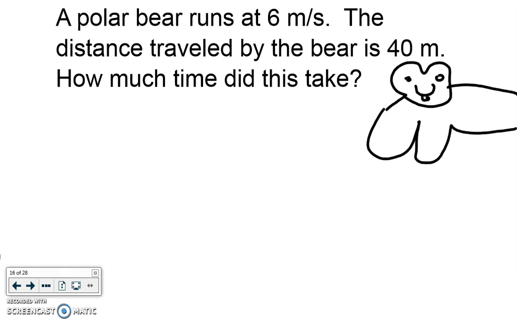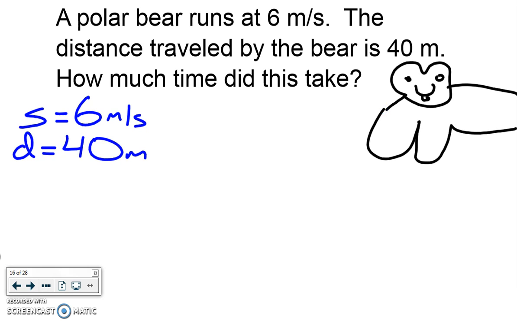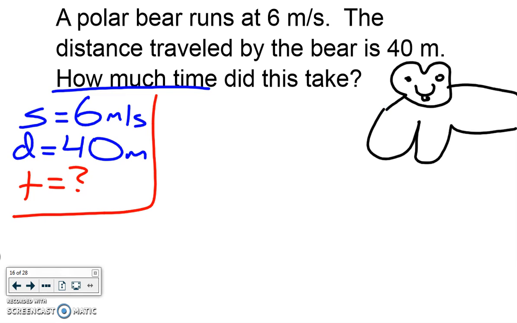In this case here, the polar bear, we know, is traveling at a speed of 6 meters per second. The distance traveled by the bear is 40 meters. We know the distance is 40 meters. And in this case, they're asking specifically how much time. So my T for time is going to be the question mark. This right here is your step 1.